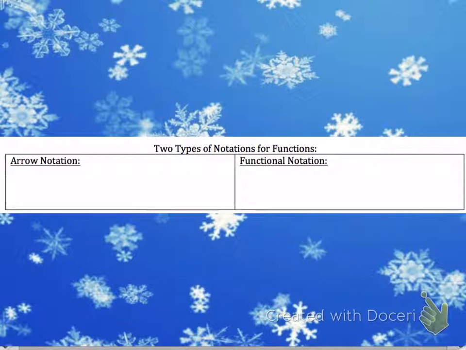There are 2 types of notations for functions: arrow notation and functional notation. It's just another way to write the function equation line. Instead of using y equals, we use like f of x or f of n.